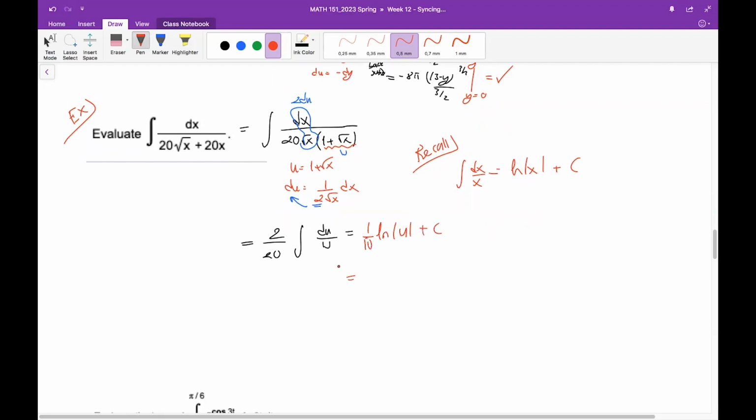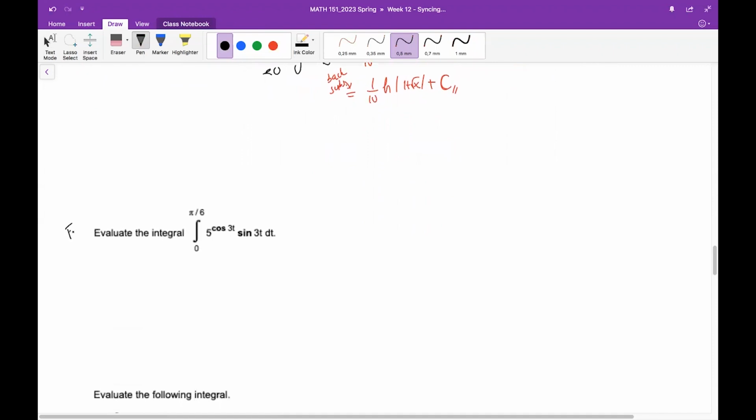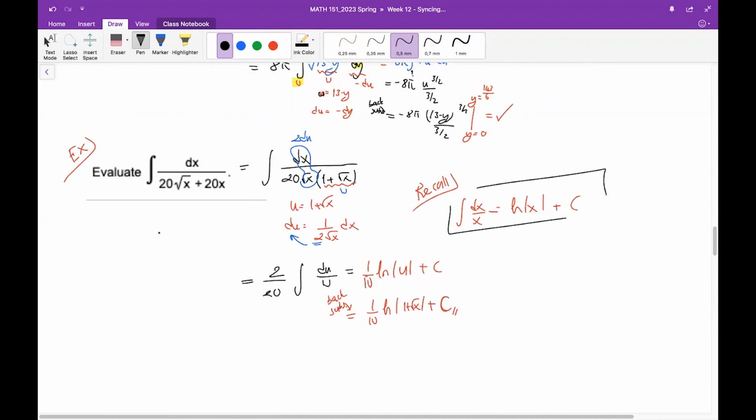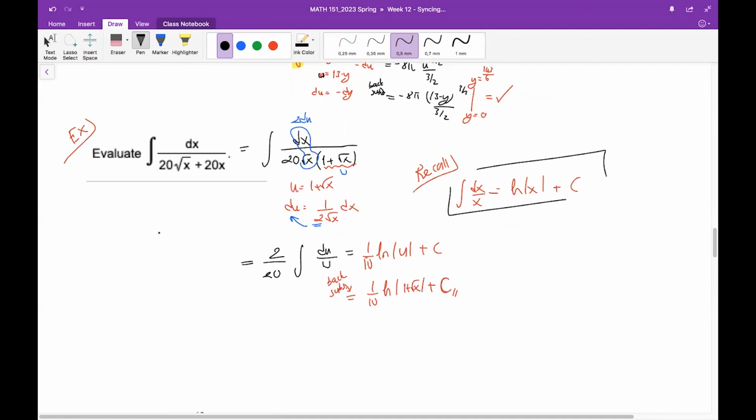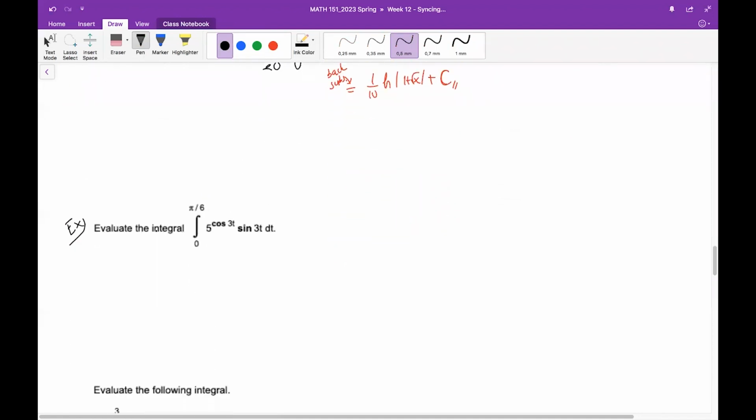Now let's also turn back to the original variable. This is now back substitution. It is 1 over 10 ln of 1 plus square root of x, plus c. This plus c should be there because this is an indefinite integral, okay? So this exercise reminds us of this integration rule. Okay, let's look at the next one. By the way, any question about this solution? Okay, let's do this one.